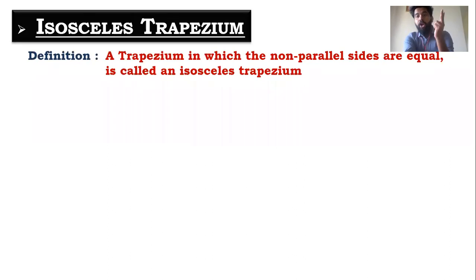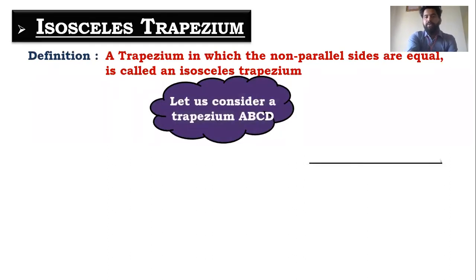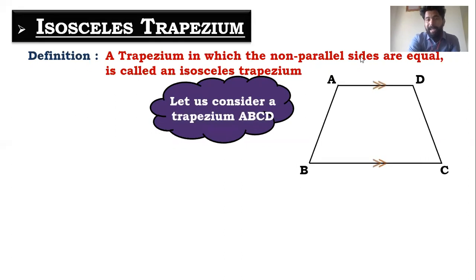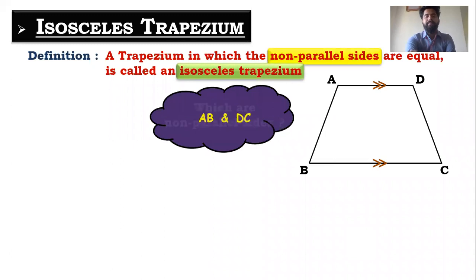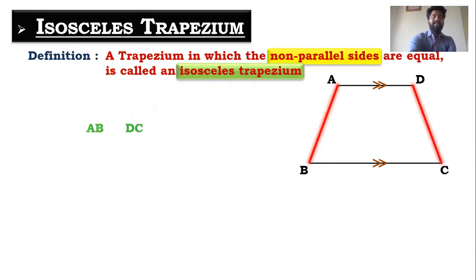Yes, sir. So isosceles trapezium is a trapezium in which the non-parallel sides are equal to each other. Perfect. Very good answer. He is absolutely correct. So this trapezium is formed, in which AD and BC are parallel. It is called isosceles if the non-parallel sides are equal. That is, AB becomes equal to CD.